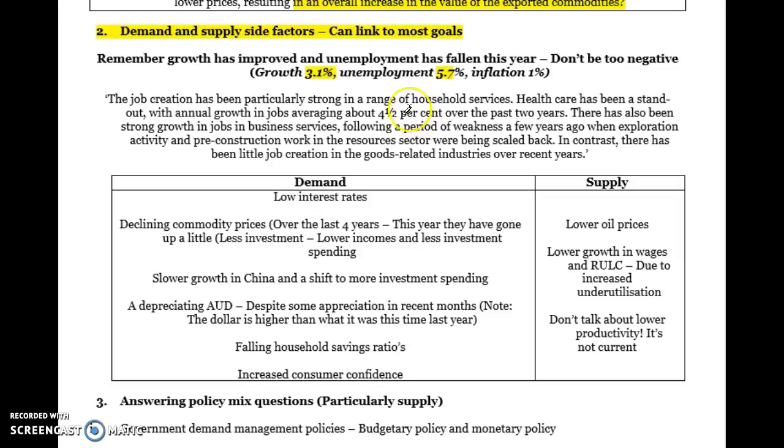The main reasons for the fall in unemployment, so if you do get a question about an industry sector that's improving in Australia, and industry sectors mean things like manufacturing and mining and things like that. The household services industry is the big one.